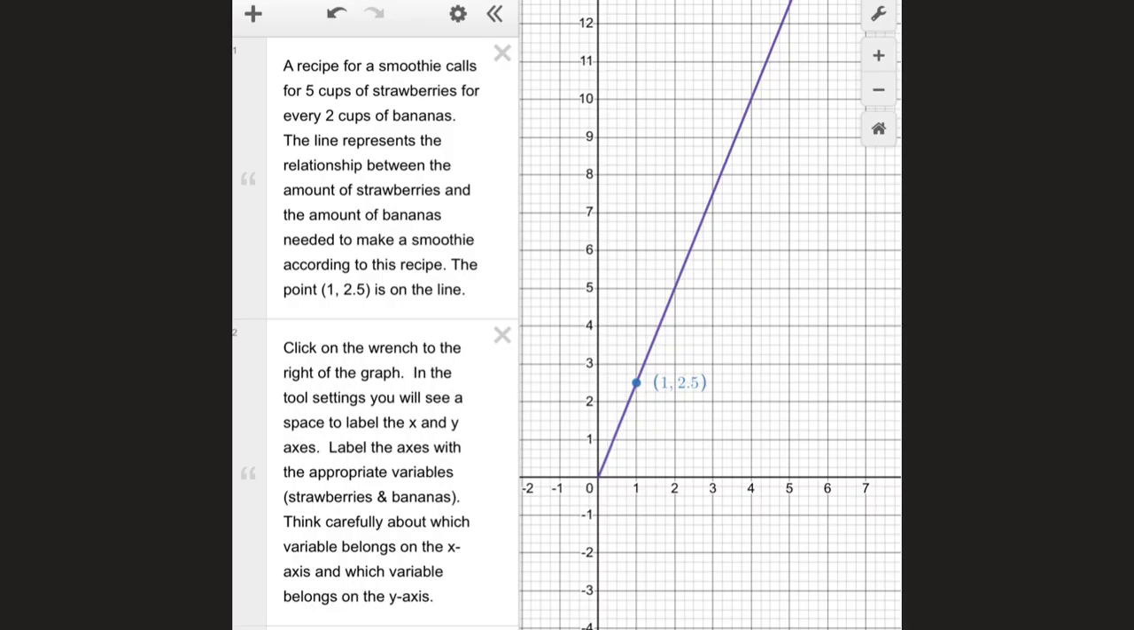Okay, what they want you to do on the slide is if they give you the situation, it's 5 cups of strawberries for every 2 cups of bananas. And we have the line that represents the relationship between strawberries and bananas. So it's 5 cups of strawberries for every 2 cups of bananas. So our bananas is going to be the x-axis because there's less bananas than there are strawberries. That's how I could tell.